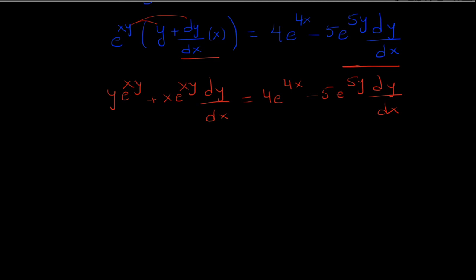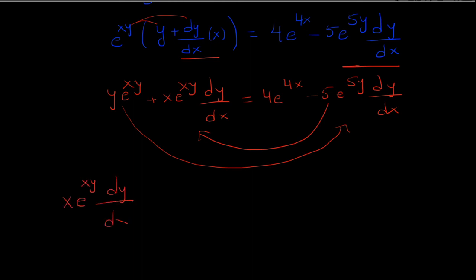I have the option of isolating the dy over dx on the left or the right. In this case, it doesn't really matter, so I'm going to move this over, and the y e to the xy will go over here. So if I do that, I have x times e to the xy dy over dx, and then instead of minus, it's going to be plus 5 times e to the 5y times dy over dx. And then we have 4e to the 4x minus y times e to the xy.